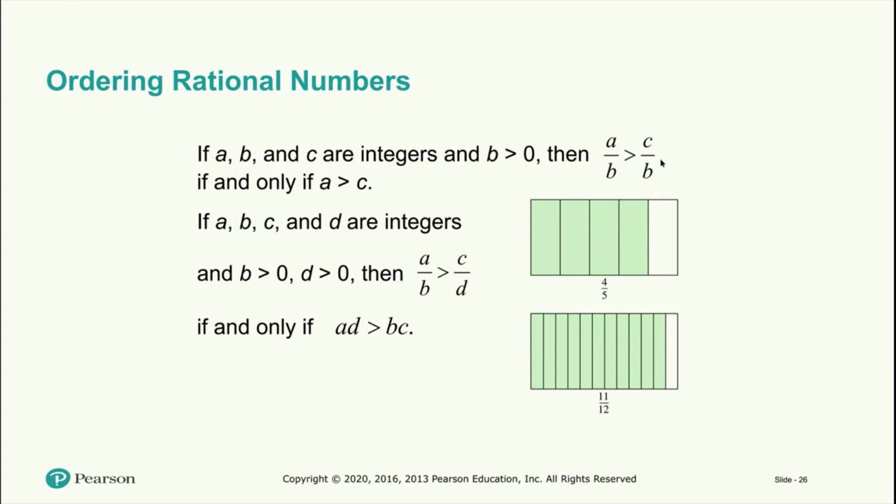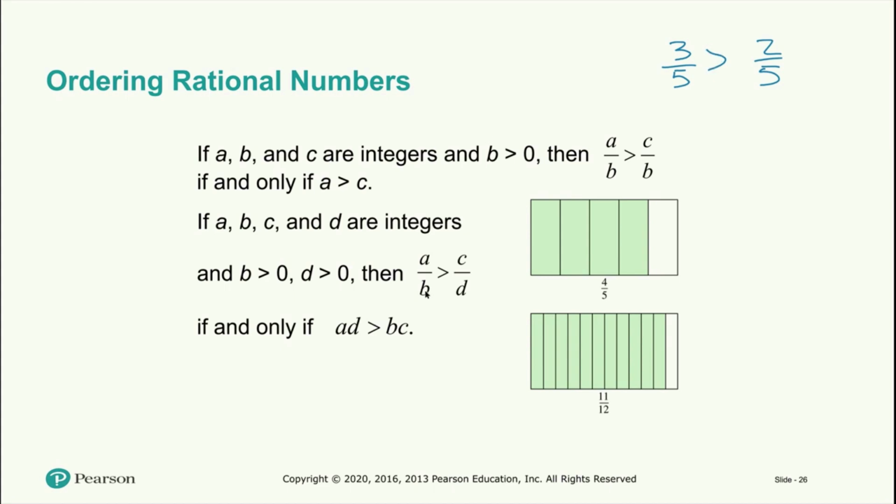For example, if we have 3/5 and 2/5, obviously, to compare those, all we need to do, because these 5s are the same and they're positive, is look at the 3 and 2. And of course 3 is greater than 2. That tells me this fraction is going to be greater than that fraction.